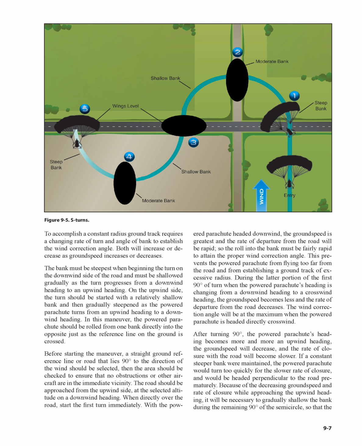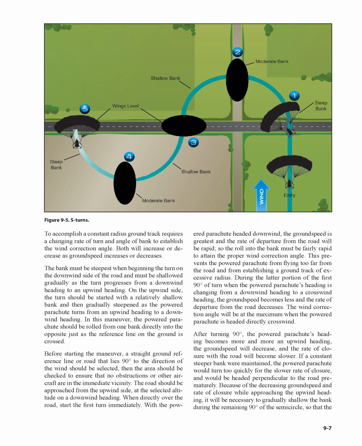On the upwind side, the turn should be started with a relatively shallow bank and then gradually steepened as the powered parachute turns from an upwind heading to a downwind heading. In this maneuver, the powered parachute should be rolled from one bank directly into the opposite just as the reference line on the ground is crossed.